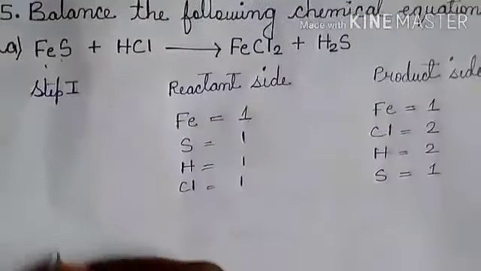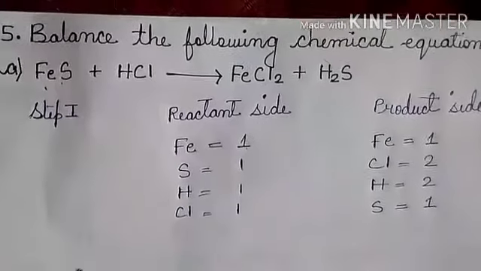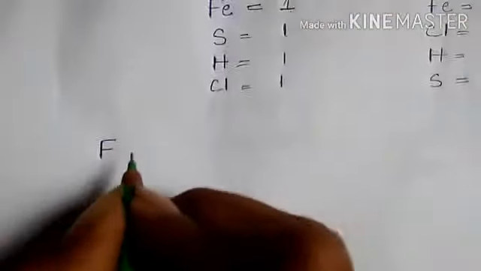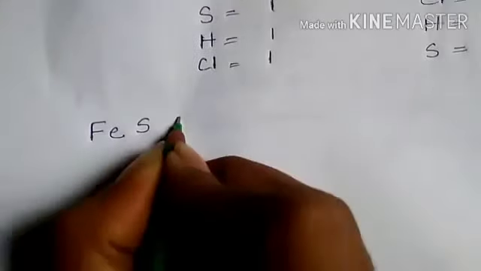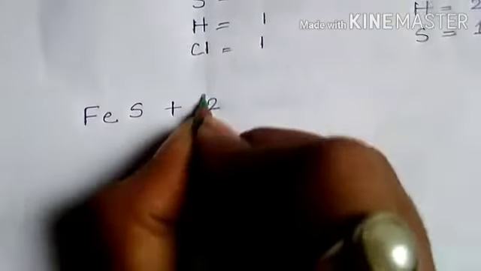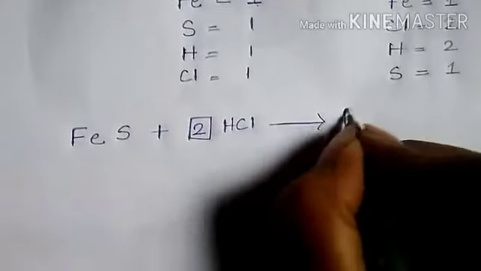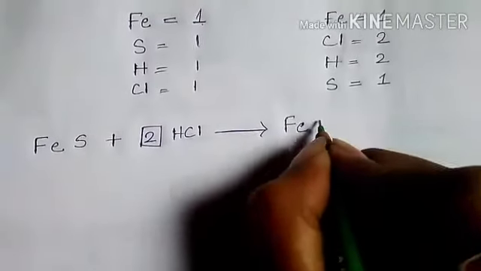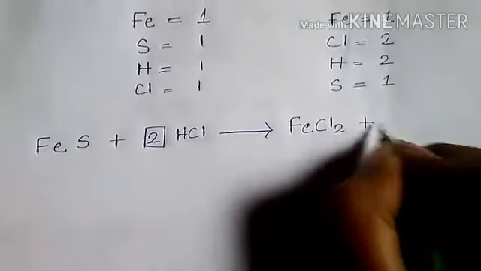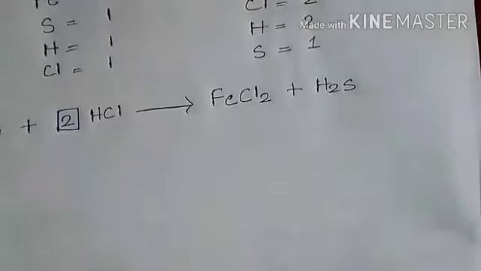Hydrogen on the reactant side is 1 and on the product side is 2. And chlorine is 1 and 2. To make it balanced, what will we do? We will multiply HCl by 2, and it gives FeCl2 plus H2S.